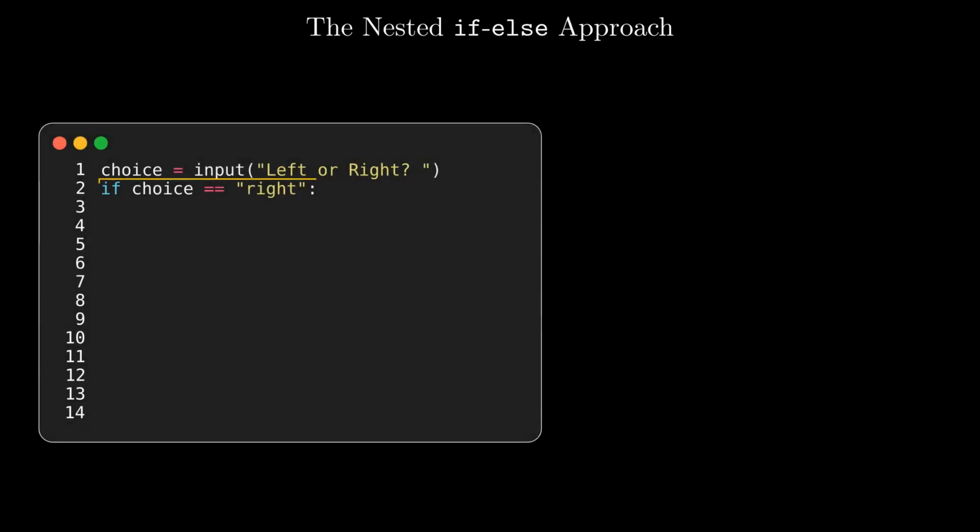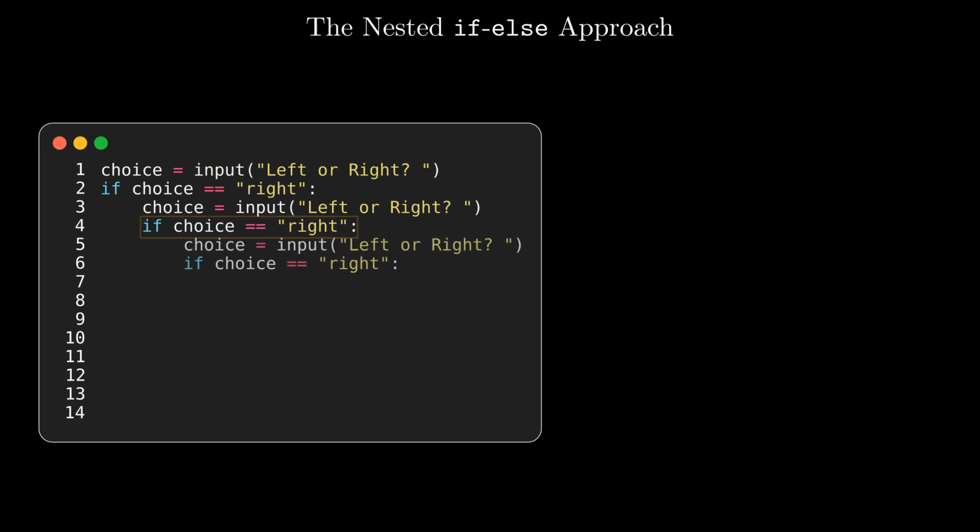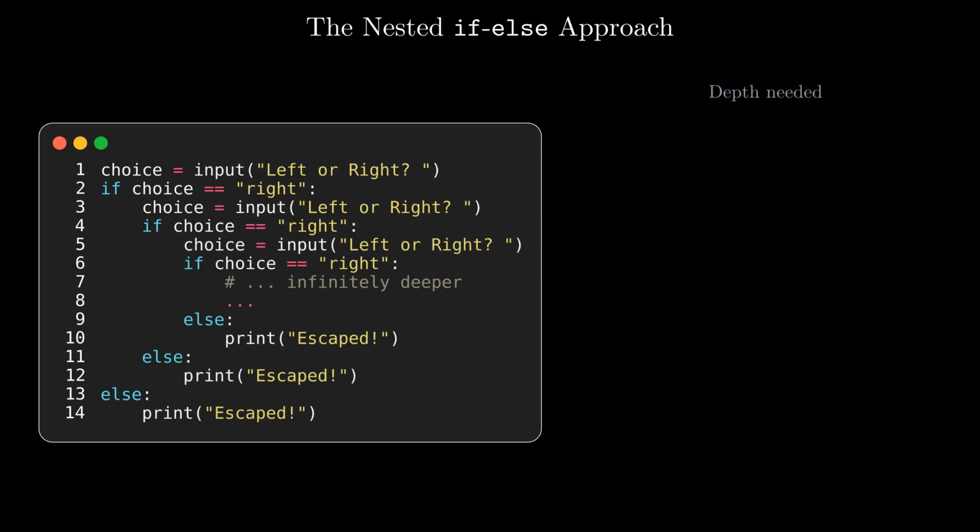Your first thought might be, use if-else. If the user goes right, show the prompt again with another if-else inside. If they go right a second time, nest yet another if-else. This is the nested approach. But look at what happens. One right choice needs one level of nesting. Two right choices need 2 levels. 3 choices, 3 levels. Each additional right pushes the code one level deeper. The structure grows without limit.